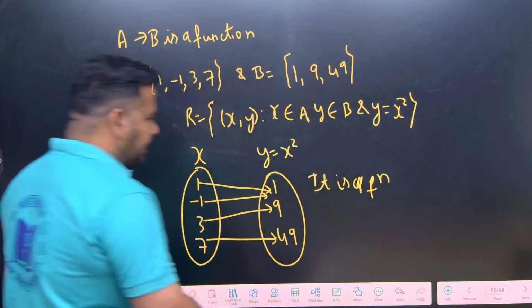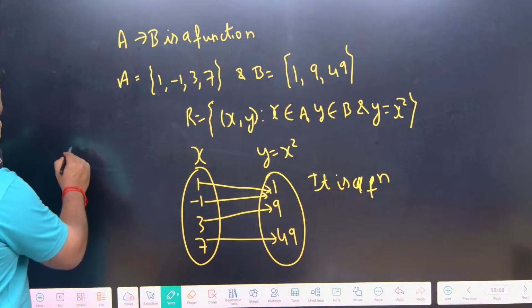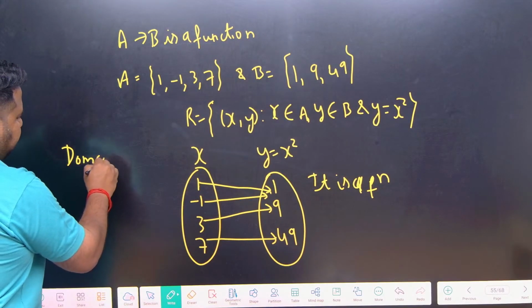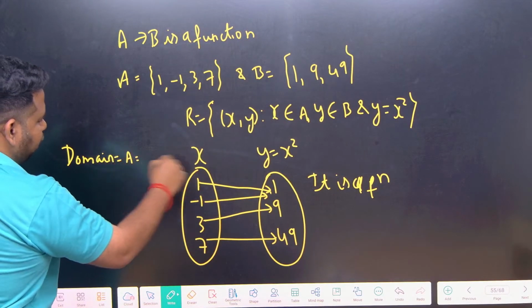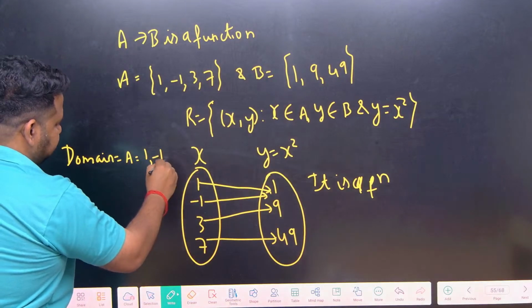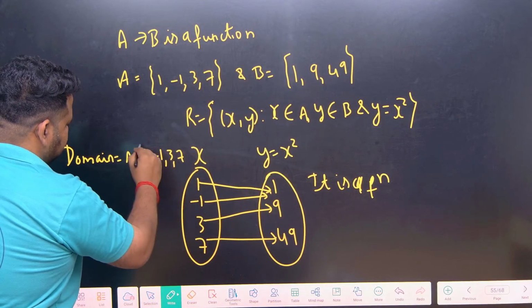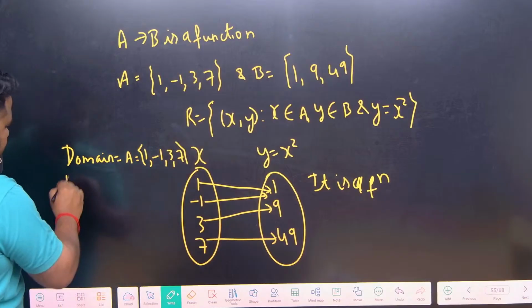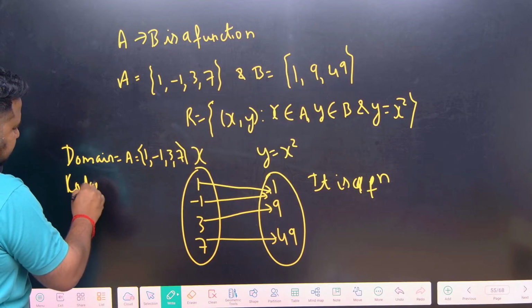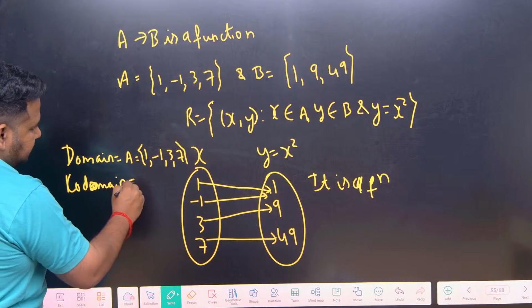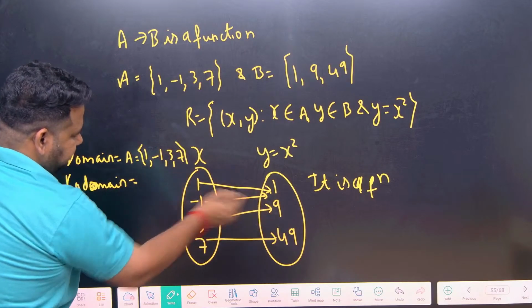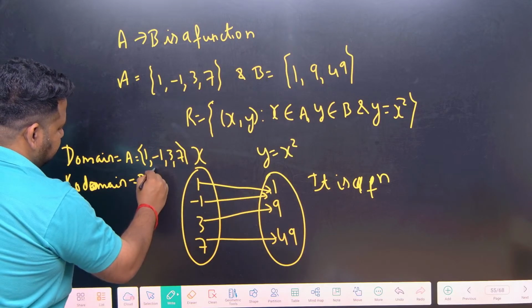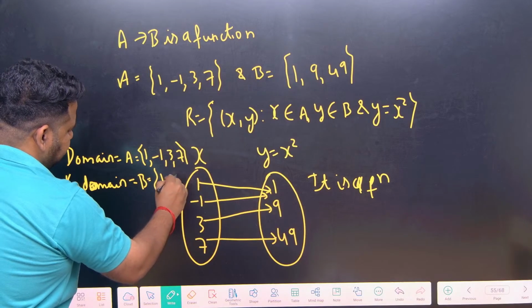Now if they ask for the domain: the domain is the input, the entire set A, that is 1, minus 1, 3, 7. The codomain is everything that is in set B, the set B itself, that is 1, 9, 49.